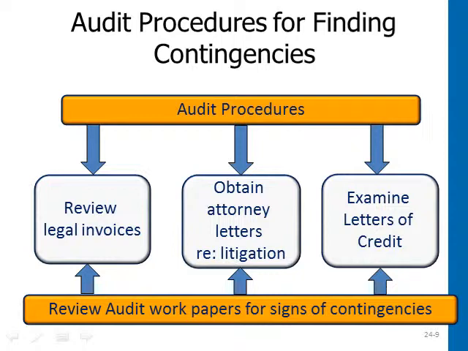We may obtain attorney's letters regarding litigation, so we can understand, well, here's what our attorneys think the amount of exposure and the likelihood of exposure is, and then compare that to management's determination around that, and then how are both of those determinations reflected in the financial statements. We might also examine letters of credit, which will give us insight into possible contingencies that need to be recorded.